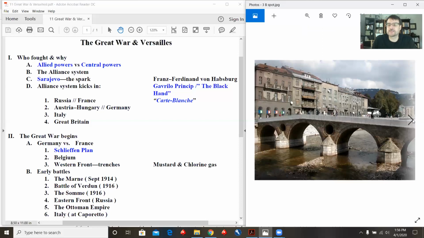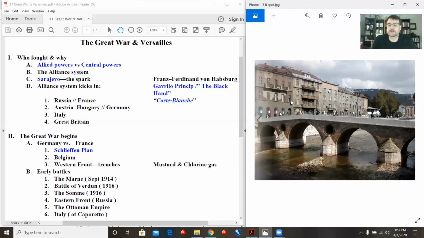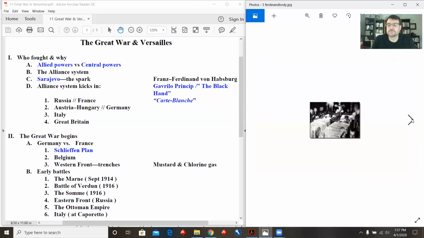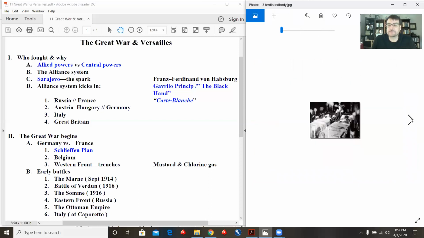Here's where that happened. It's right over here by this building. They make this wrong turn. He steps up, shoots them. I need new pictures. These ones are so bad. Here's the Archduke and his wife dead.